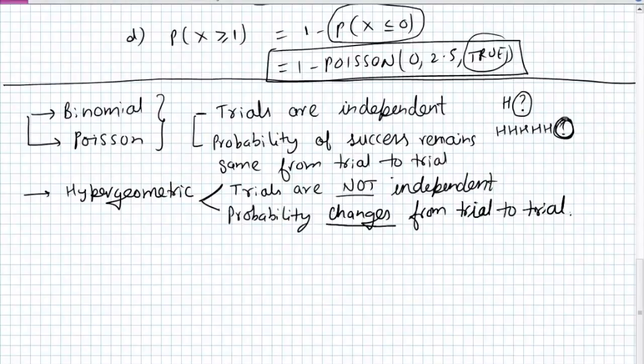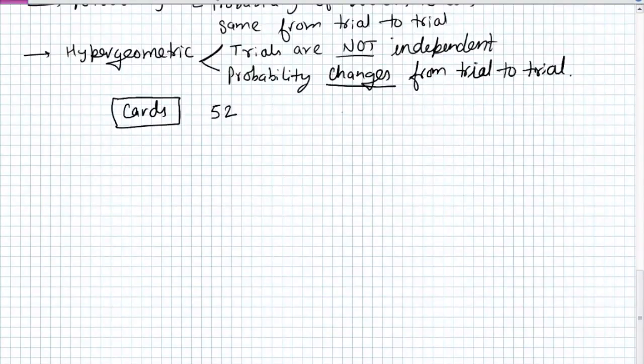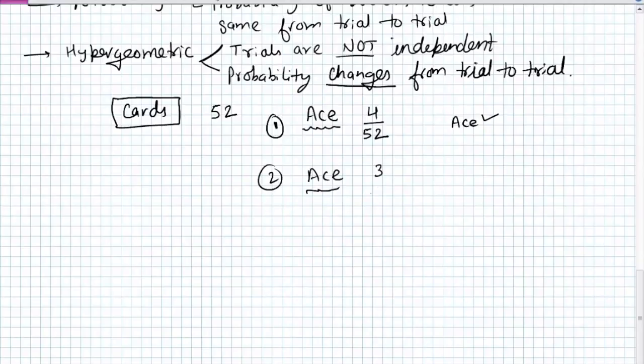So let me take one example. Suppose you have a pack of cards. There are 52 cards. You want to take out one card out of 52. So what is the chance that you will get an ace? The probability of getting an ace is 4 divided by 52. Suppose the outcome was that you actually got an ace. What is the chance of getting an ace again? So it will be 3 divided by 51.